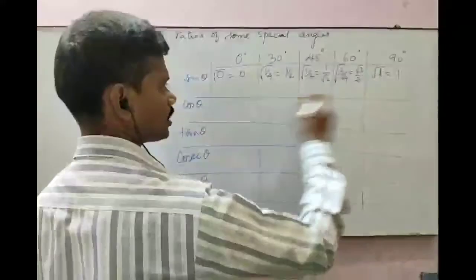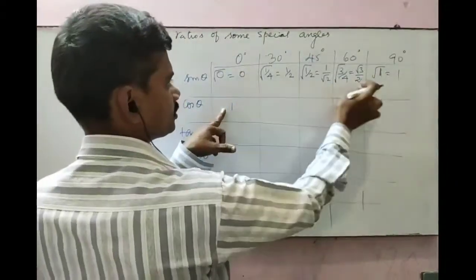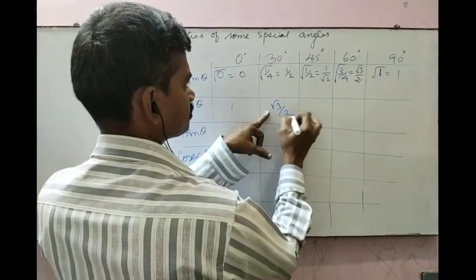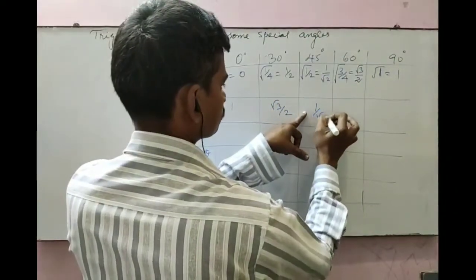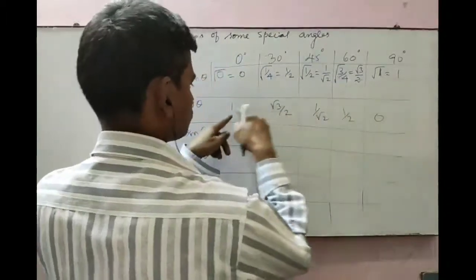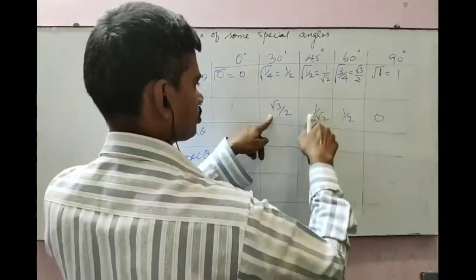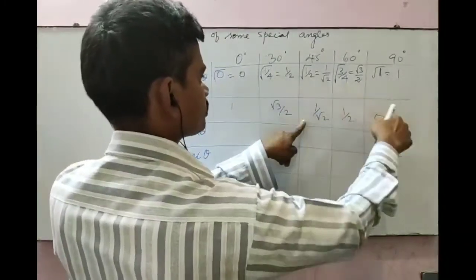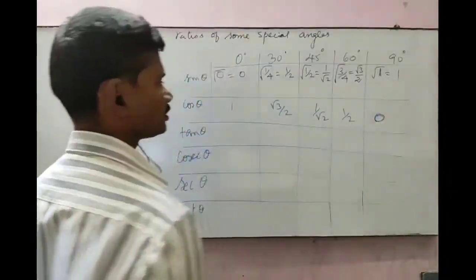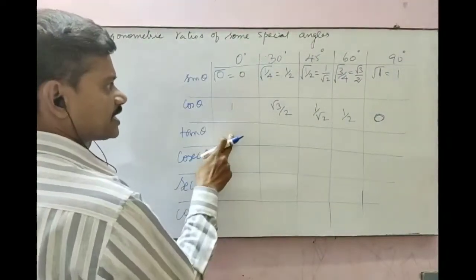If we reverse those values from here, take the 1 and put it here, root 3 by 2 here, then 1 by root 2, here 1 by 2, then 0. 1 comes to the cos 0. Here root 3 by 2, here 1 by root 2, 1 by 2 and 0. You can easily write the table. Then if you divide this sine by cos, you will get the tan value.